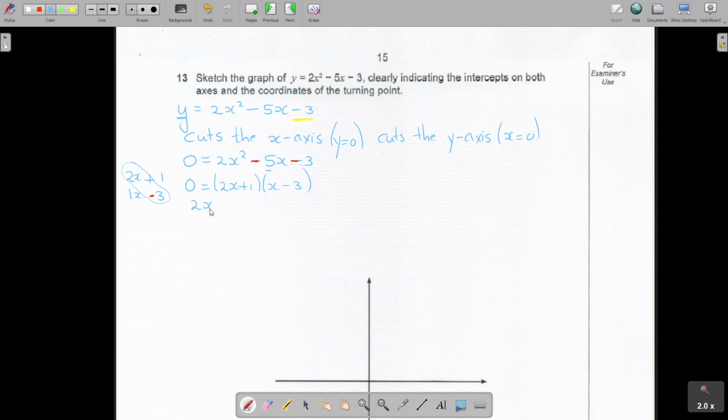So if I put the brackets equal to 0, I'm going to get that 2x is -1. So x is -1/2. It cuts the x-axis at -1/2, and it cuts the x-axis, take that word, at 3. Now, if I take that equation again, and in the place of x, I put a 0, then I get -3. So it's cutting the y-axis at -3. So I already can go.